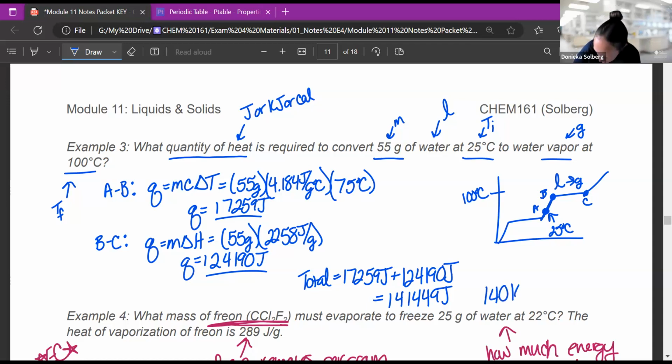So that would be 140 kilojoules. That is how much energy I need to heat a sample of water at 25 degrees Celsius to 100 and to vaporize it. So again, check if you have a phase change and temperature change. So I would like you to try example number 4 by yourself and check your answer.